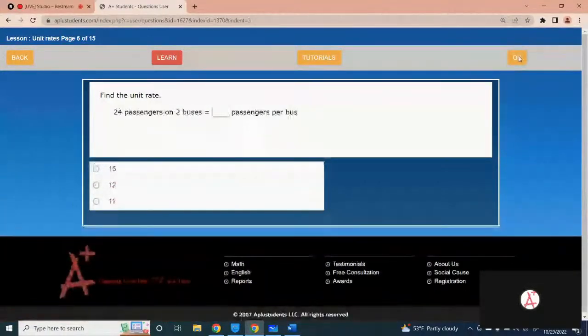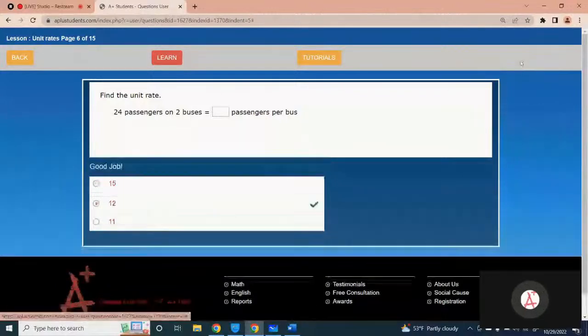Okay, 24 passengers on two buses. So how many passengers per bus? 24 divided by 2 is, yes, it is 12. Got it. Just select the correct option and then click on the OK button.